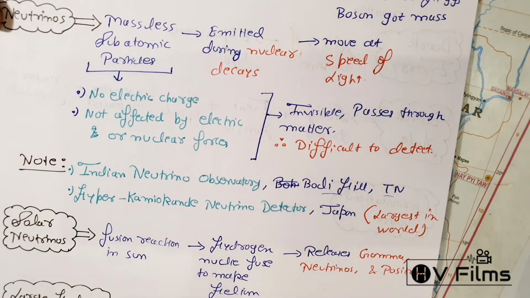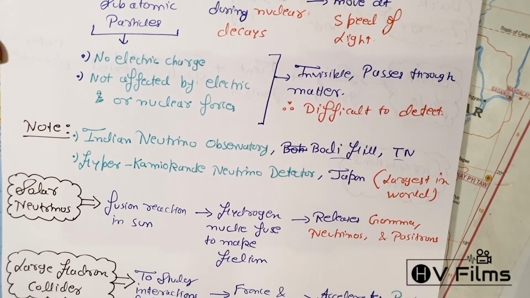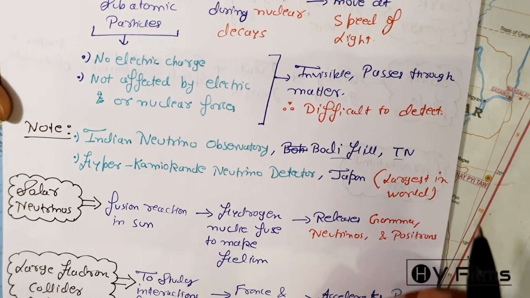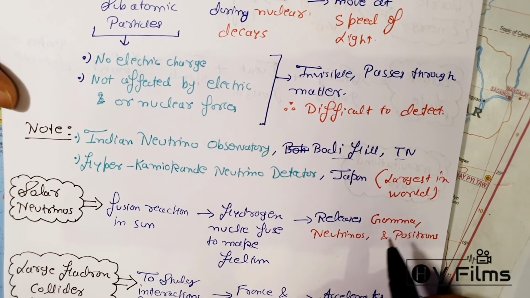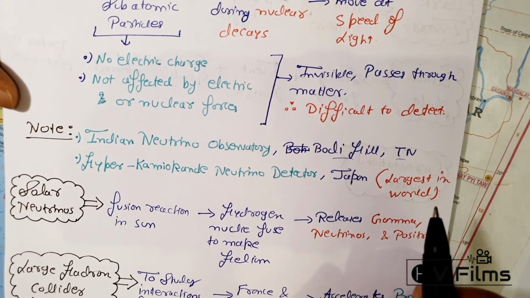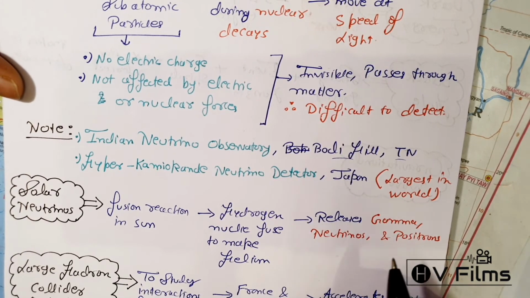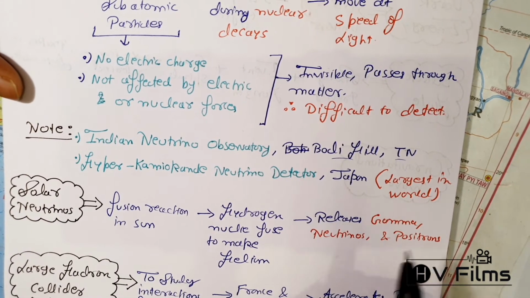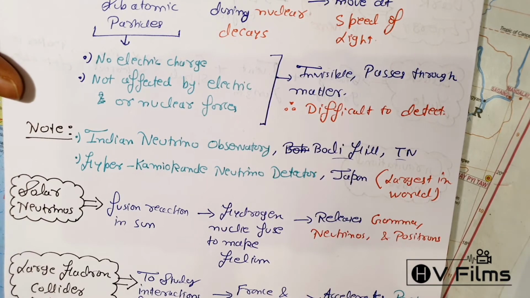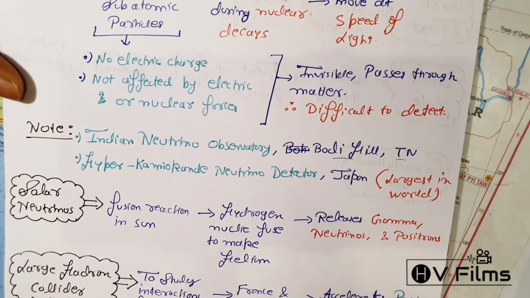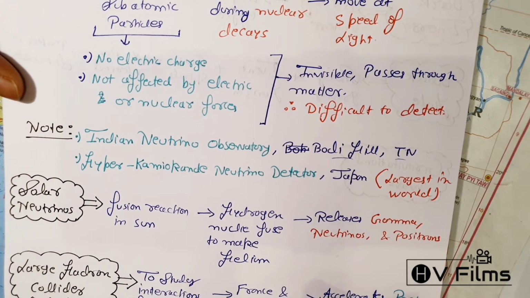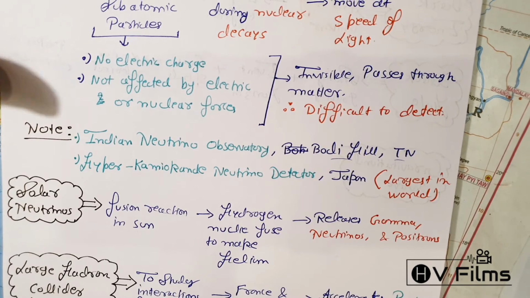The next one that we need to know is the solar neutrinos. As we have discussed earlier, when a nuclear substance decays, it emits neutrinos. Similarly, the sun also has fusion reactions within it, and when such things happen, it also emits neutrinos, because hydrogen nuclei fuse to make helium in the sun, and in this procedure the neutrinos are released, and the gamma rays are released. So these neutrinos are called the solar neutrinos.